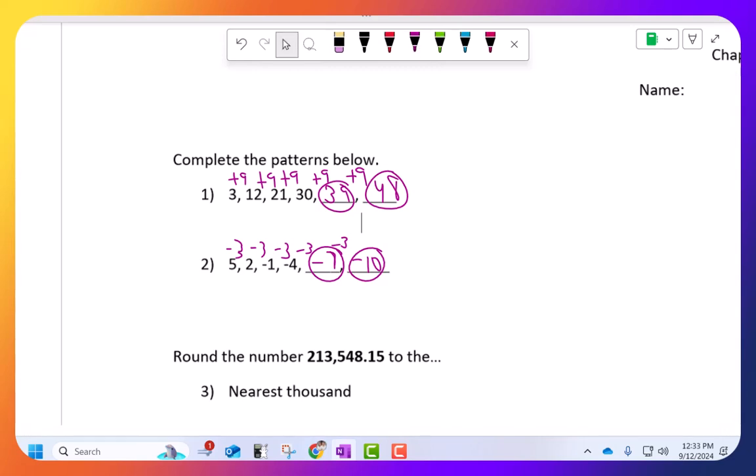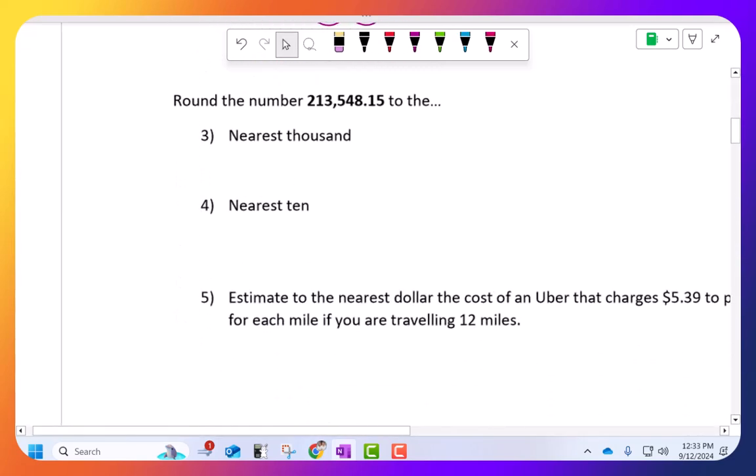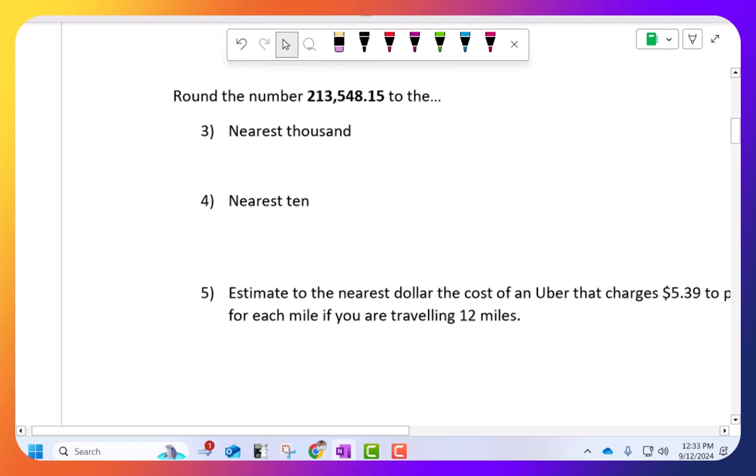Okay, on this next problem, number 3, it just wants me to round that number to the nearest 1,000. So you just have to remember what number is in the thousands place. If you remember correctly, this is your ones, this is your tens, this is your hundreds, and this is your thousands. To decide how to round the number to the nearest 1,000, you always look at the digit to the right.